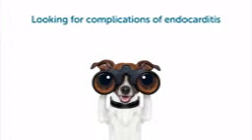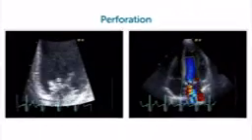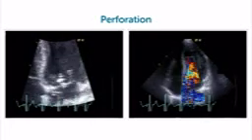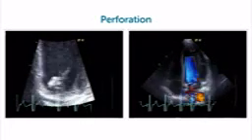Endocarditis can cause complications, and the diagnosis of endocarditis could be done on the finding of vegetation or directly on the finding of complications of endocarditis. What do I mean? Well, you could not find a vegetation, but for instance, you could find a perforated leaflet, like in this case, where there's a real hole in the mitral valve causing regurgitation.